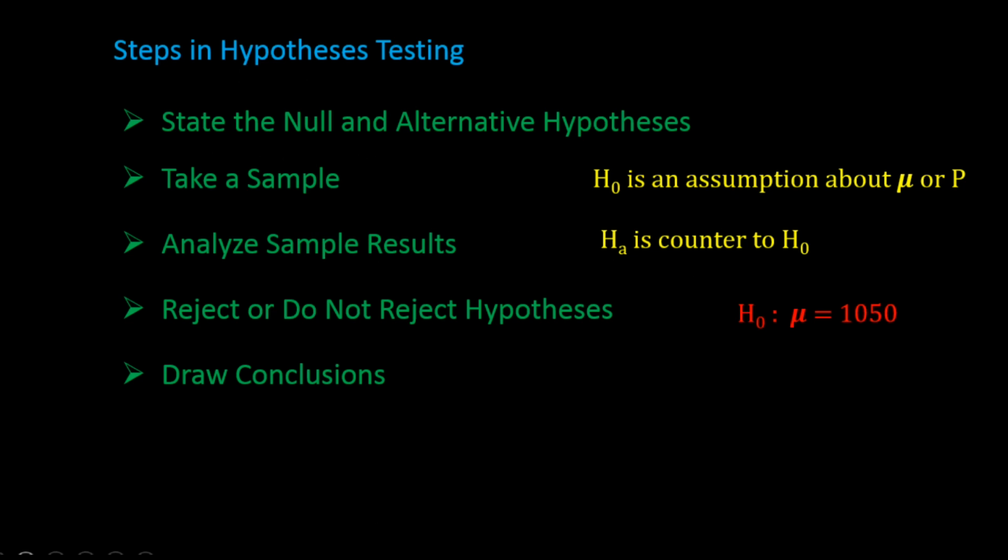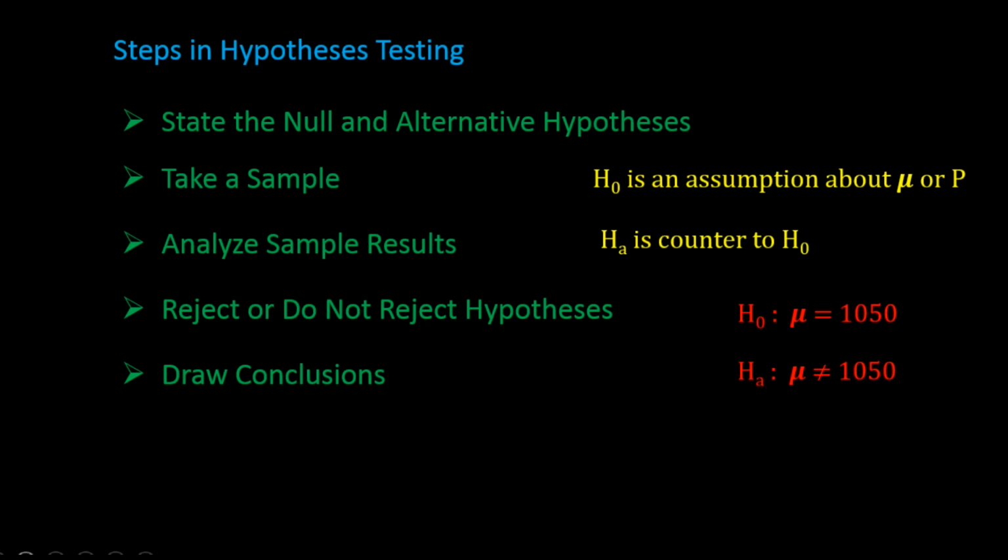Then our alternative hypothesis would be counter or opposite to that. It is written as H subscript A colon mu not equal to 1,050. So we have two hypotheses here: the null with mu equal to 1,050 hours, and the alternative, sometimes called the research hypothesis, counter to that, so not equal to 1,050 hours.